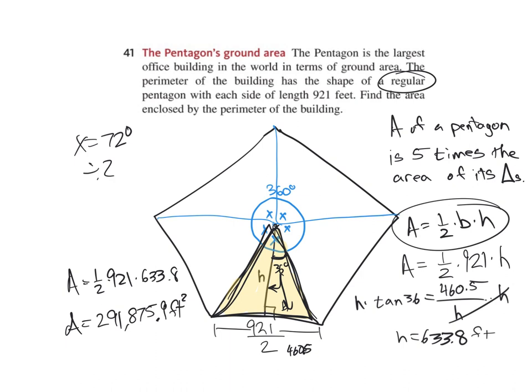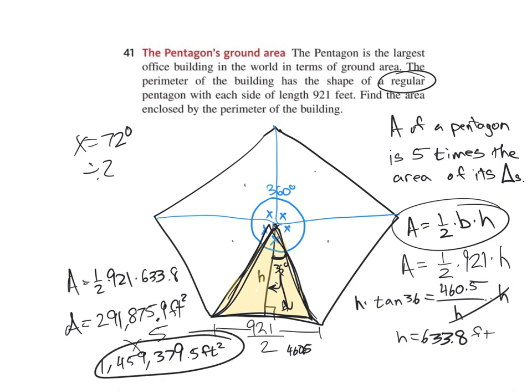How many triangles are there in a pentagon? 1, 2, 3, 4, 5. So multiply that by 5. And that gives you the whole area of the footprint of the pentagon. 1,459,379.5 square feet. That's a lot of feet.